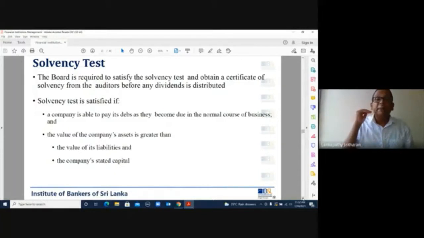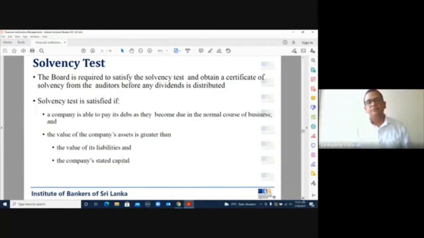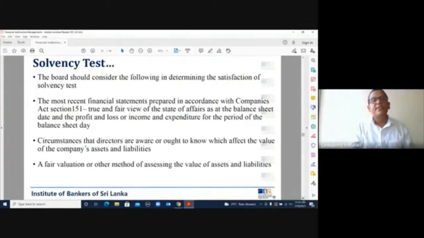So actually the company has to take the solvency test before declaring the dividend. From whom do they have to take the solvency test? From the auditors. They have to take the solvency test from the auditors. Then the auditors will test whether the assets are greater than the liabilities and stated capital. This is about the solvency test.